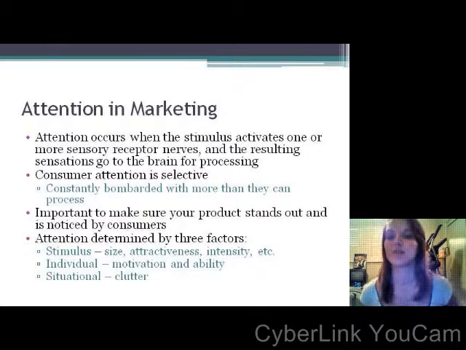So if it's big or if it's pretty or bright, they're more likely to pay attention to it. Next is individual. They have to be motivated to buy your product and motivated to understand the benefits of the product. Next is ability. They need to be able to understand the benefits of the product. And finally, situational. If there's too much clutter in or around your ad, they're less likely to pay attention to it.